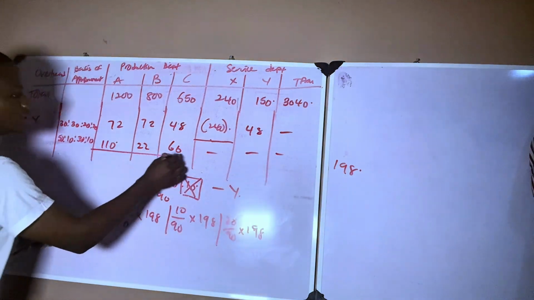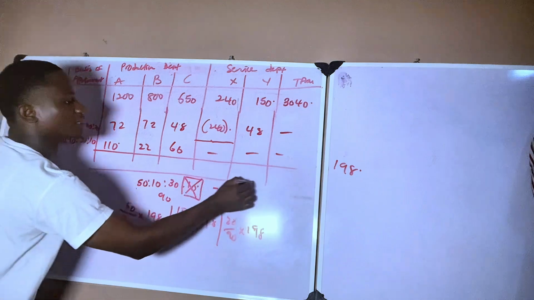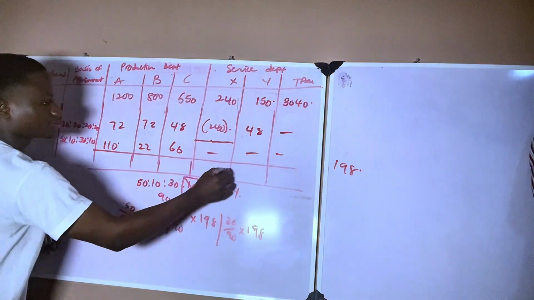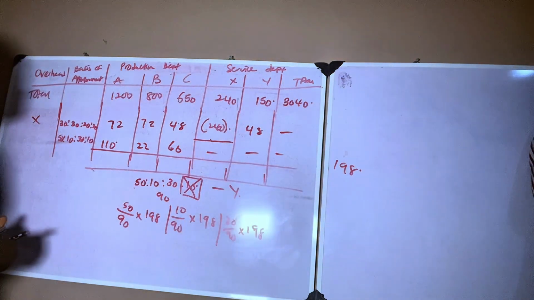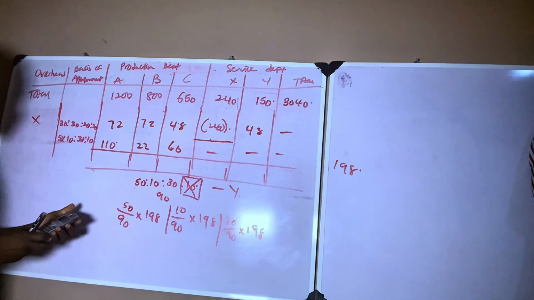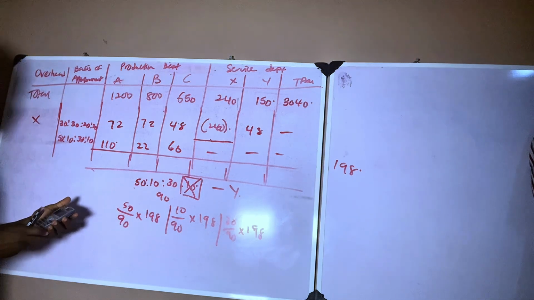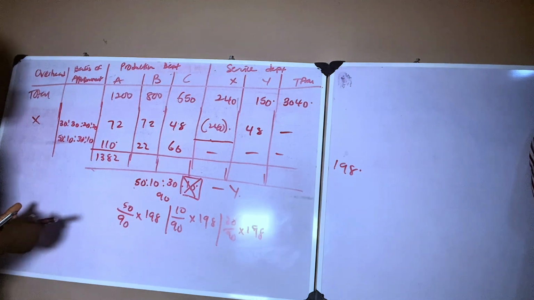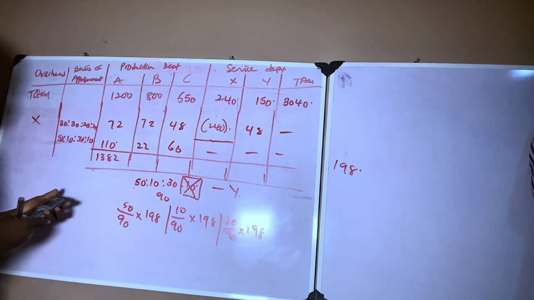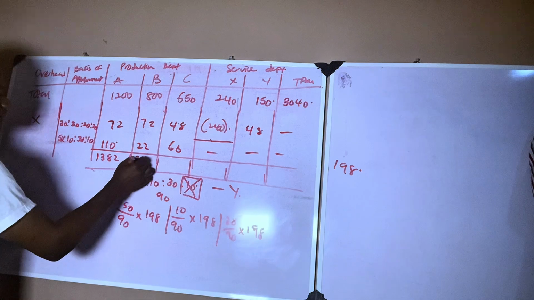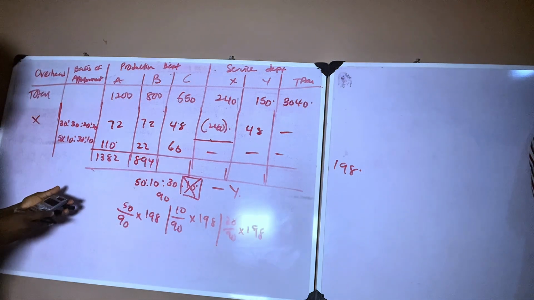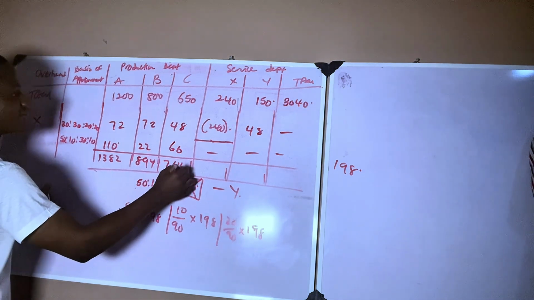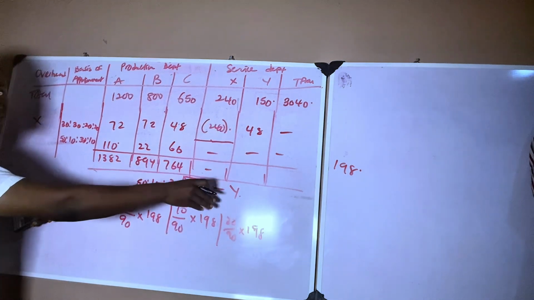So what do we have to do next? We add up and total all our workings. For department A, we have 1200 plus 72 plus 110, which will give us 1382. So for department B, we have 800 plus 72 plus 22. That gives us 894. And for department C, we have 650 plus 48 plus 66. That gives us 764. And for the service department X, we have nothing, because it has been reapportioned.